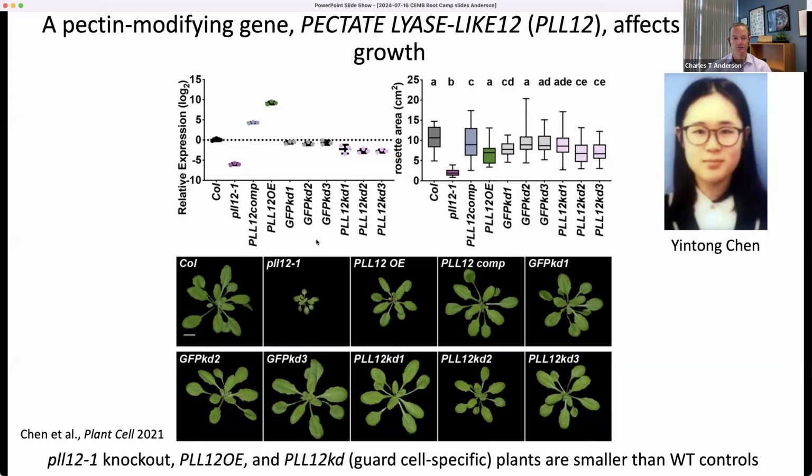One of the interesting phenotypes that we saw when we looked at the whole plants is that the PLL12 knockout is very tiny. The overexpression is a bit smaller than our wild type control, which is Columbia over here. When we complement, the plants recover in size to pretty much normal. These are some negative control GFP artificial microRNA knockdown lines that look pretty normal. And then in a couple of our PLL12 guard cell specific knockdown lines, the plants are a little bit smaller than wild type.